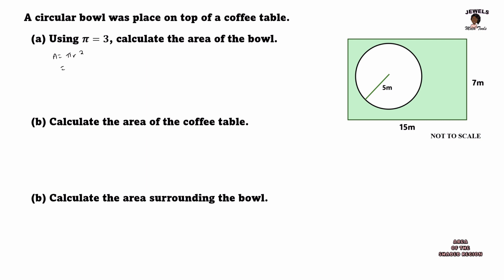For this question, we're told that pi is equal to 3. Our radius in our circle is equal to 5, which is being squared. So we have 3 times 5 squared, and 5 squared is 25. When we multiply 25 times 3, we will get 75, and that's going to be meters squared. So the area of our bowl is going to be 75 meters squared.